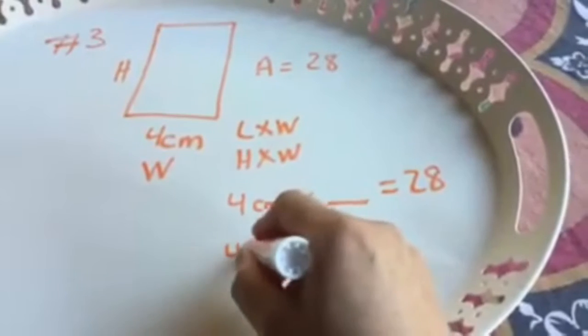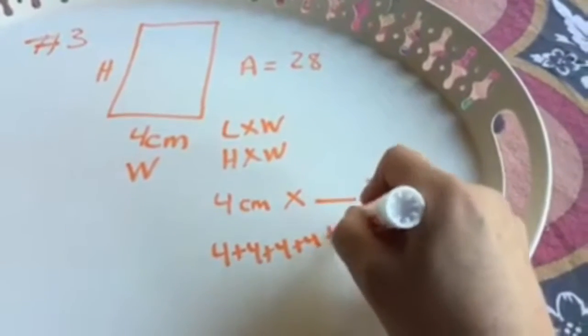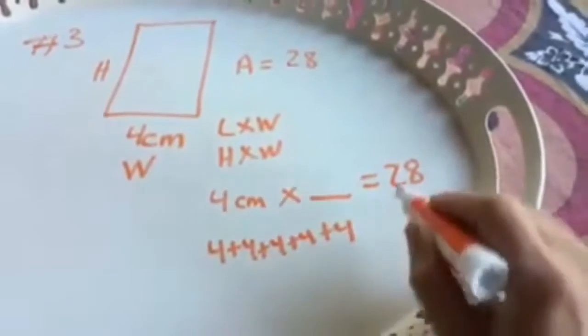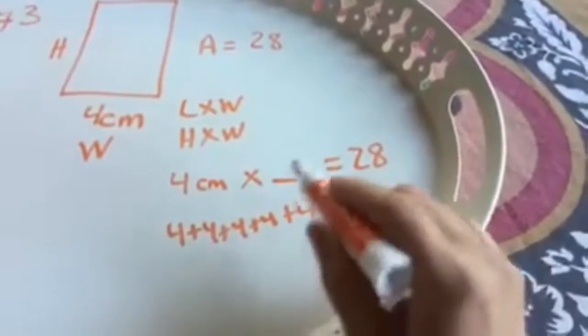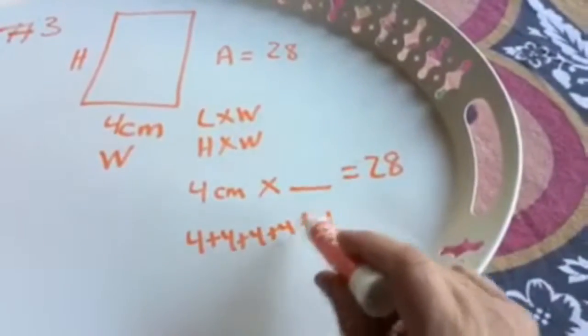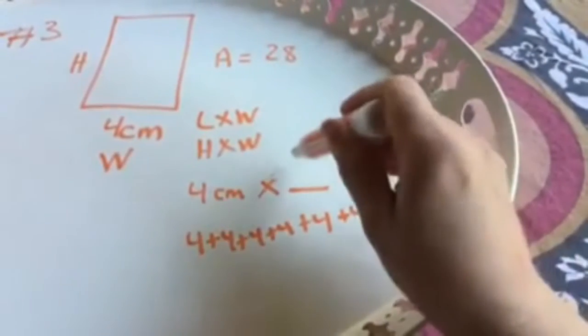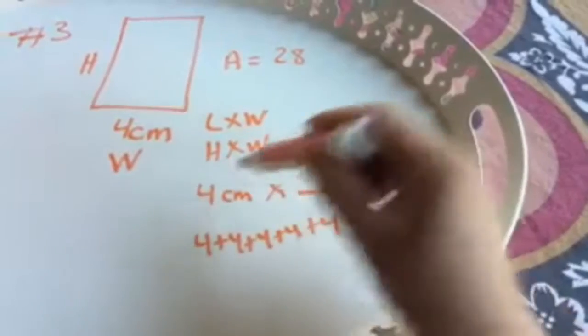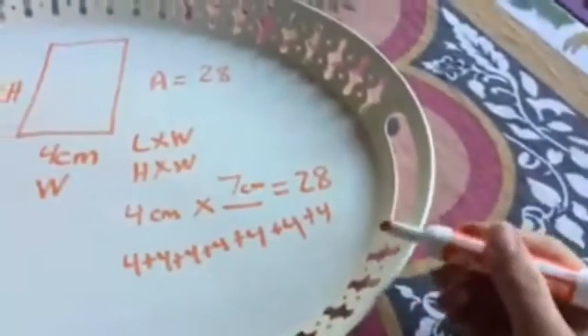You might say, well, it's 4 plus 4 plus 4 plus 4 plus 4. And you're going to count your 4s until you get to 28. You could also use long division, but ultimately what you're going to find is that you are going to need 1, 2, 3, 4, 5, 6, 7 4s, because 4 times 7 is 28. And that's going to be our answer.